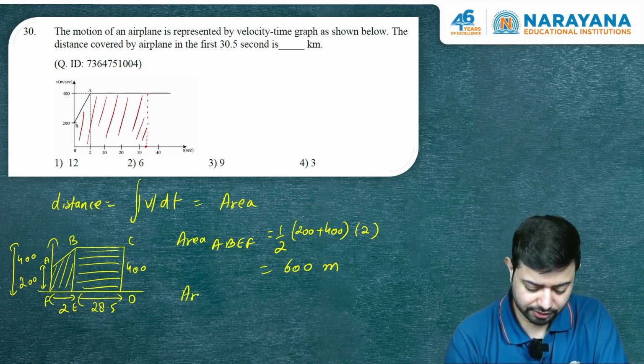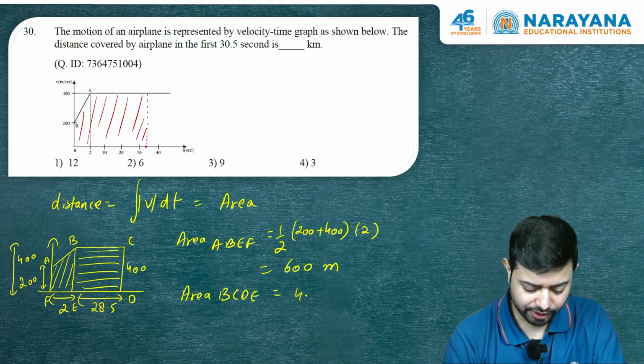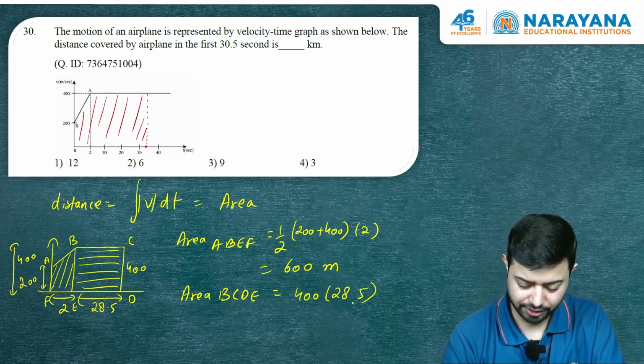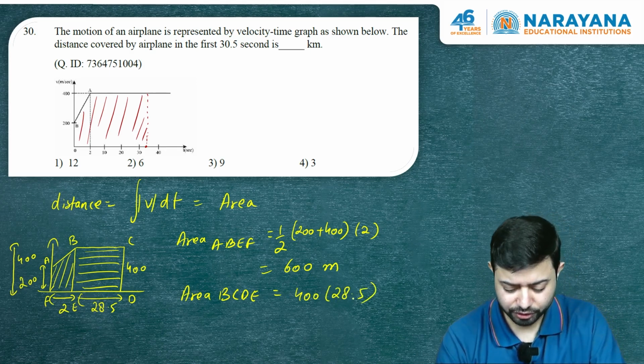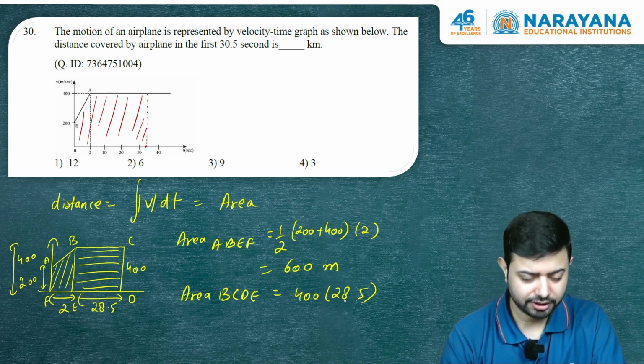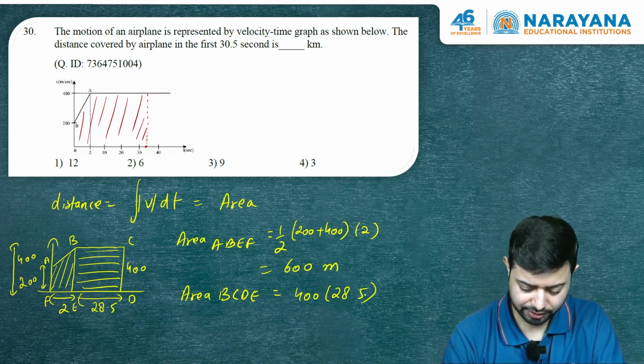Now, what about the area of this rectangle, B, C, D, E? It is going to be length into breadth, 400 into 28.5. You can see here, 28 into 4 you know already, it is 112, and 0.5 into 4 is going to give you 2, so 114. So overall it is 11400.